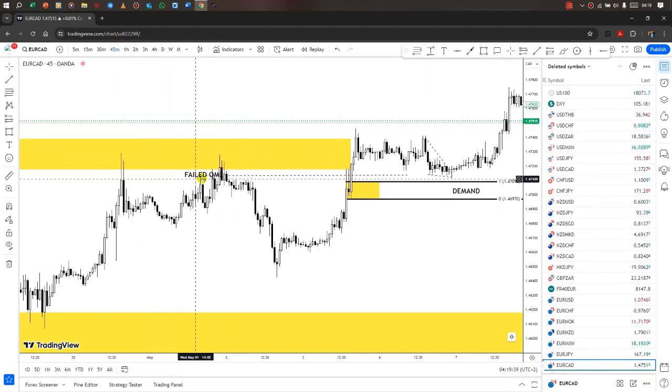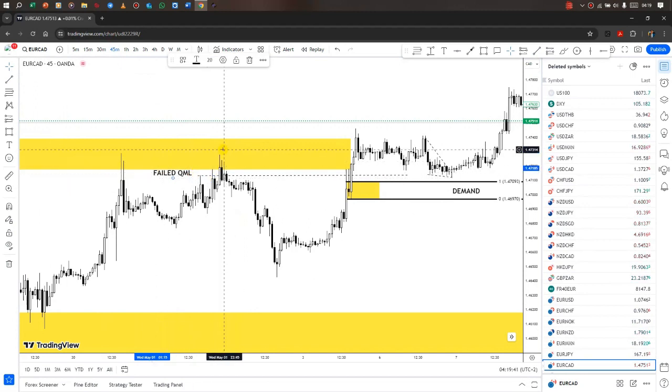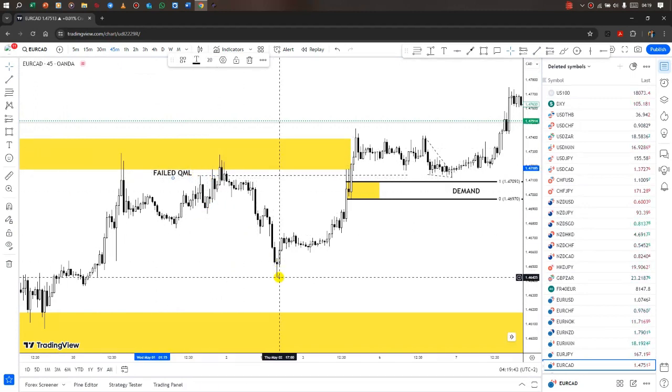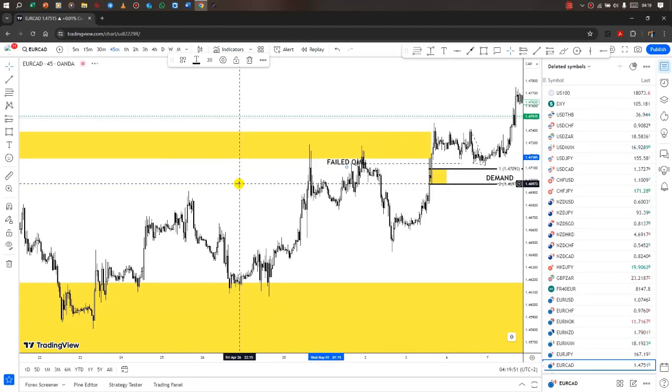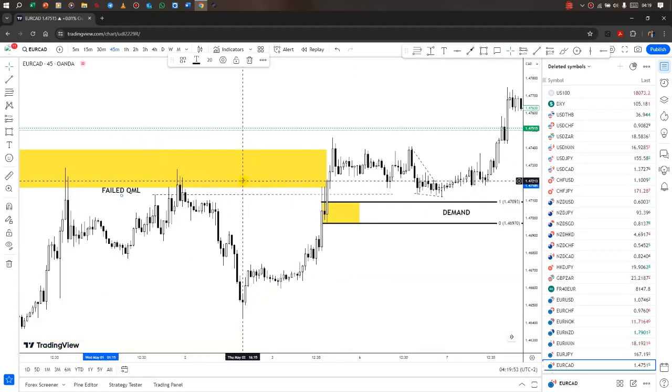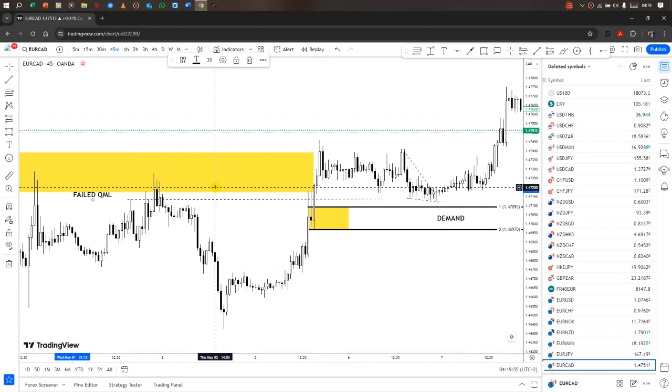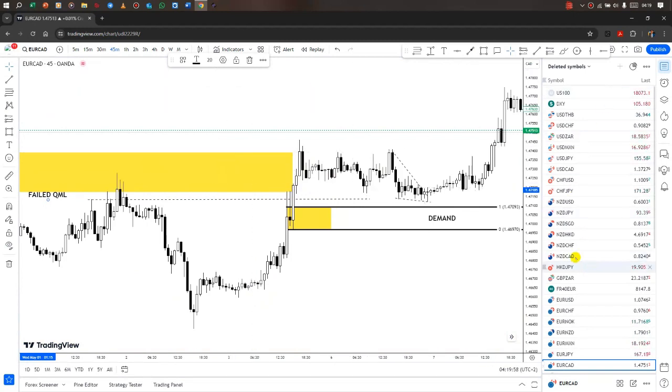The reason why I say that it's a failed QML, you can see this was the high, higher high, the low, and lower low, and the price failed to respect the QML here with the supply zone. As you can see, we have the supply zone in line with our QML. Okay, you can also see that it's an MPL, maximum pain level. Okay, yeah, let's go to the next pair.